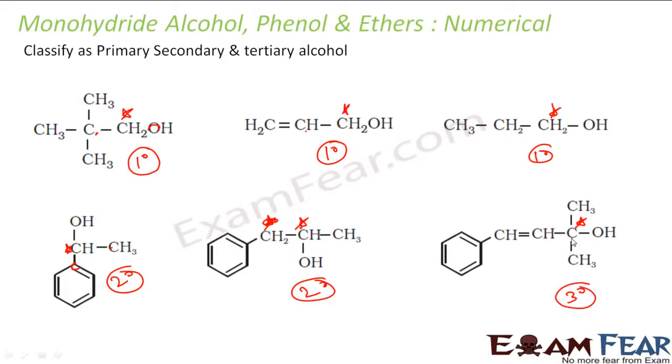Just to repeat, this carbon's friend is powerful. Friend is allyl, so it is allylic. And this is also, this carbon's friend is powerful, so it is allylic. This carbon is attached to benzene, so it is benzylic. Here this carbon is not attached to benzene, so it is different.